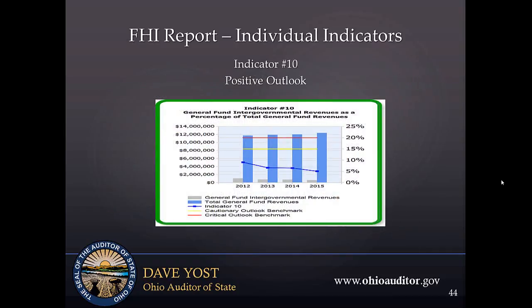The graph for a positive outlook for indicator 10 looks like this. You will see the general fund intergovernmental revenues represented in the gray block and the total general fund revenues in the blue bar. Again, we have the red and yellow benchmarks reflected at 15 and 20%, and the blue bar and squares indicating the indicator. In this case, the percentage is below the yellow bar, therefore it is a positive outlook.